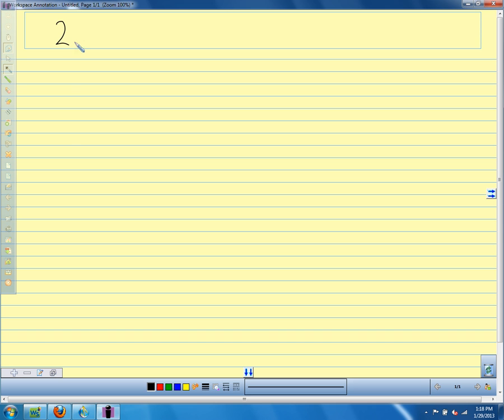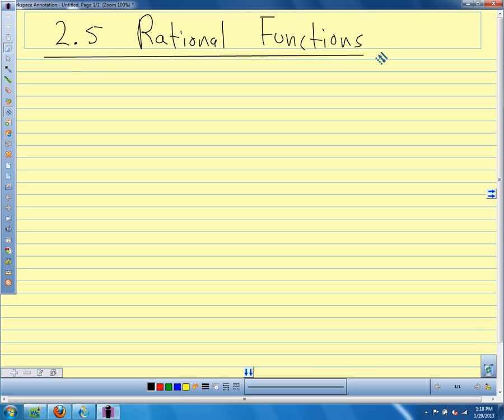All right, so we're in section 2.5, the last section we're covering in chapter 2. Rational functions. So first thing we want to do is talk about what a rational function is.